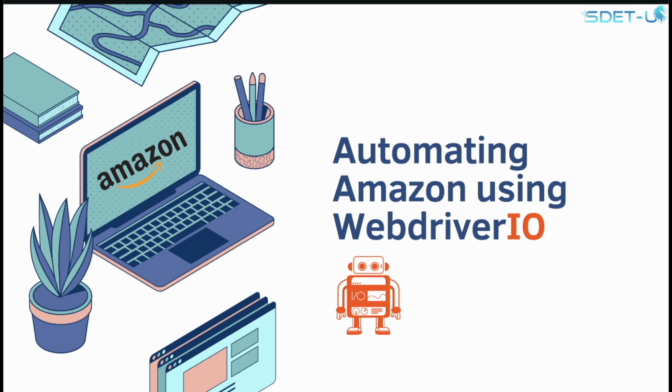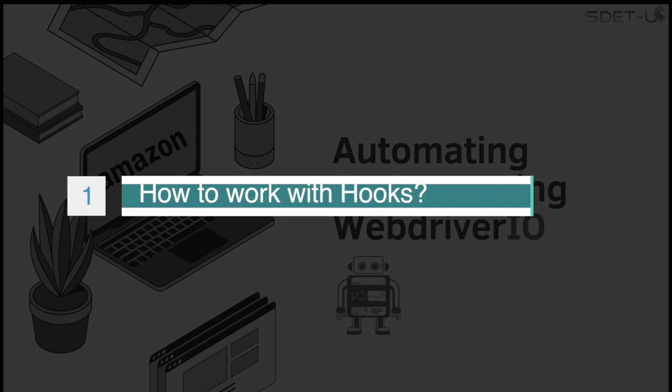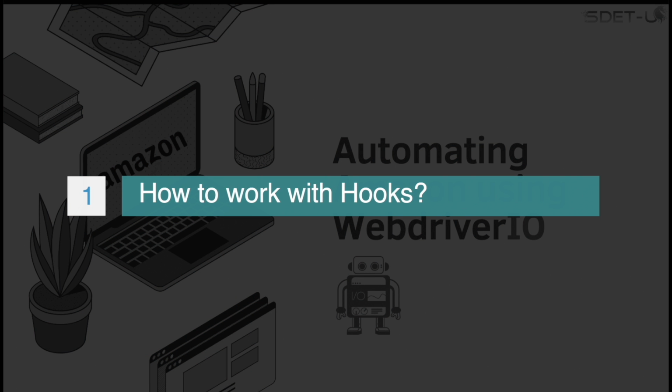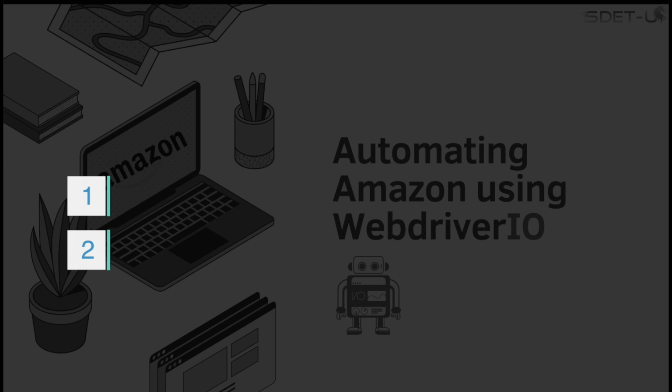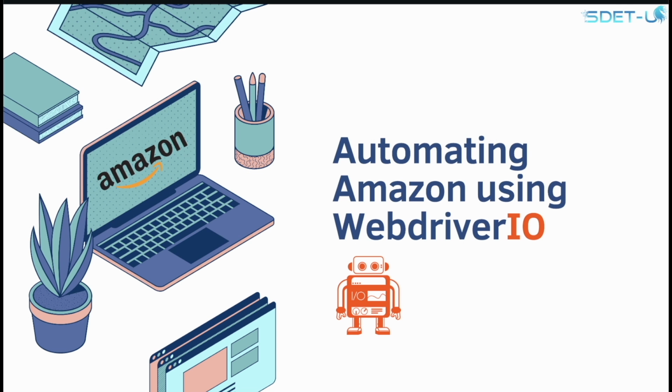Now, there's a few things that we will be handling in this video, and that would be how to work with hooks, specifically the before hook, as well as how to work with hidden elements. Now, as we go through this flow, you will come across an element that's going to be hidden or that will have the opacity set to 0. So we'll take a look at how to handle that particular element so that we can get the text from it. And then finally, we'll go ahead and verify the price for that particular item.